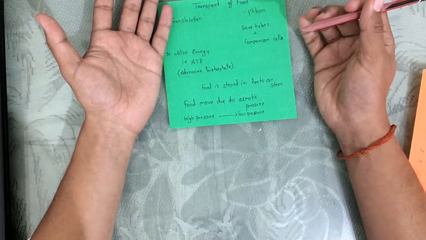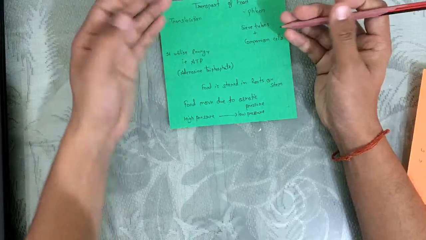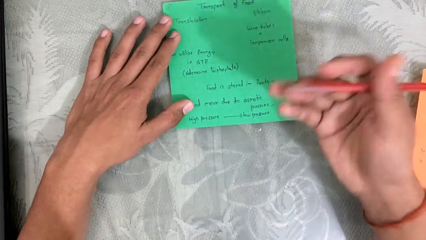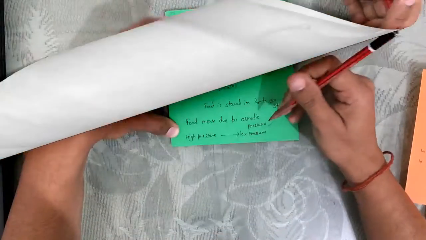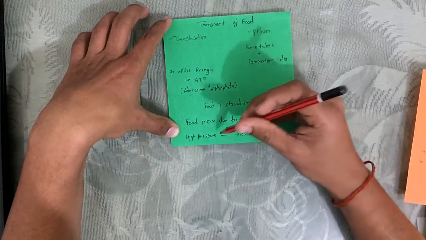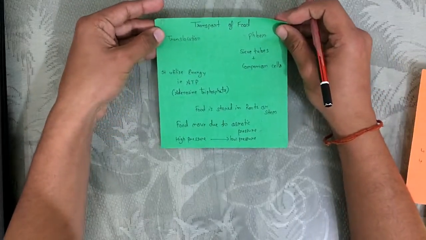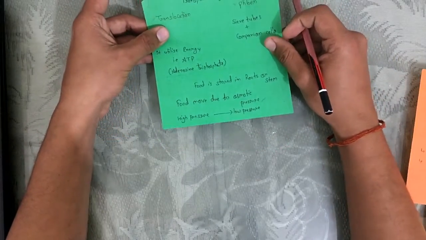So this process takes place with the help of an osmotic gradient, the osmotic pressure which is generated. Everything moves from high pressure to low pressure, when we talk of leaves to roots or leaves to upper stem or something. So this is how transportation takes place in plants.